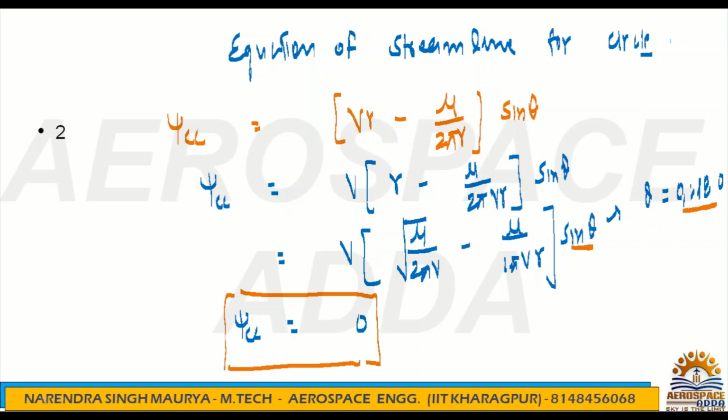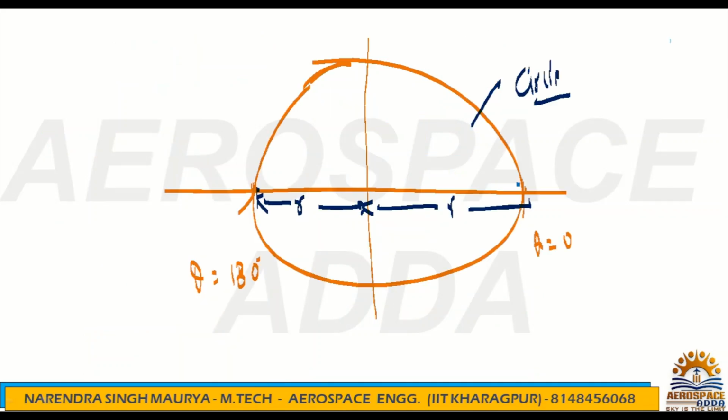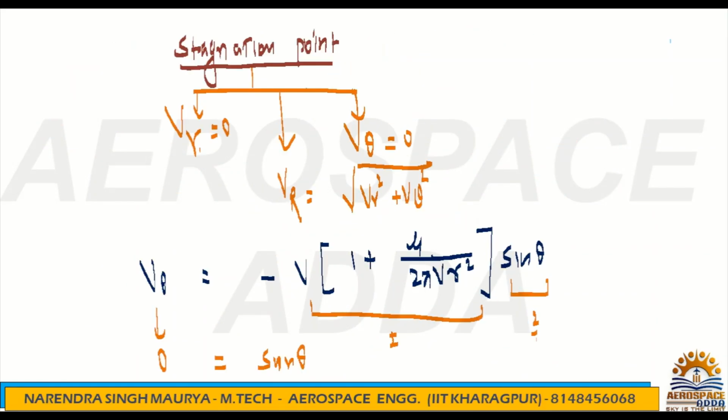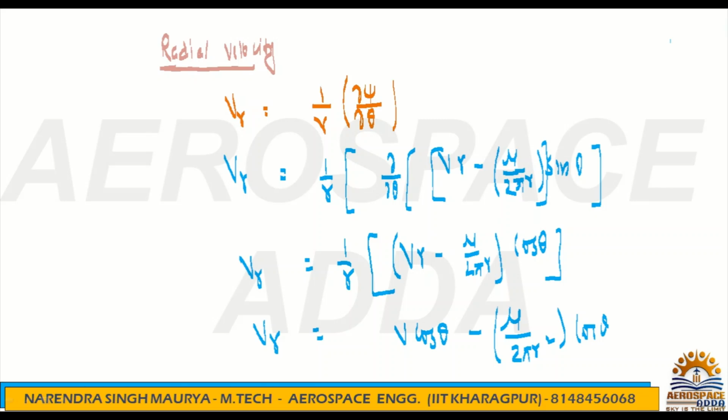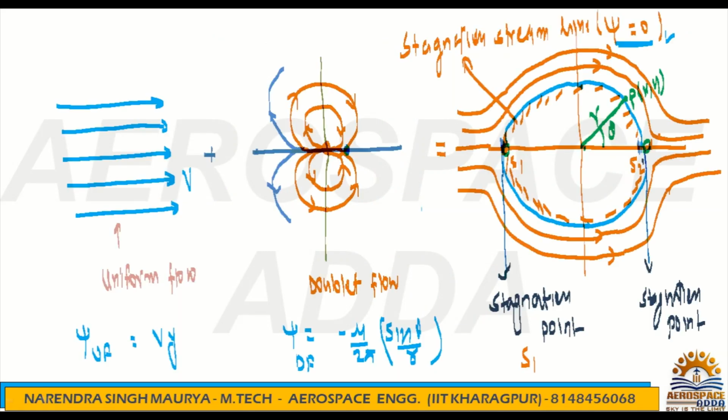Next class we will continue, and one more flow pattern is left: the rotating cylinder. But here, this cylinder is only a stationary cylinder, not a rotating cylinder. You just need to remember that once you perform the superimposition of uniform flow and doublet flow, you will get a stationary cylinder.